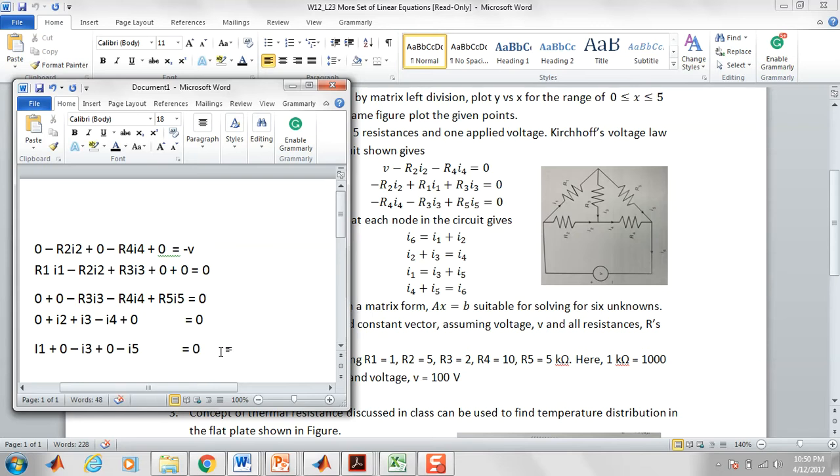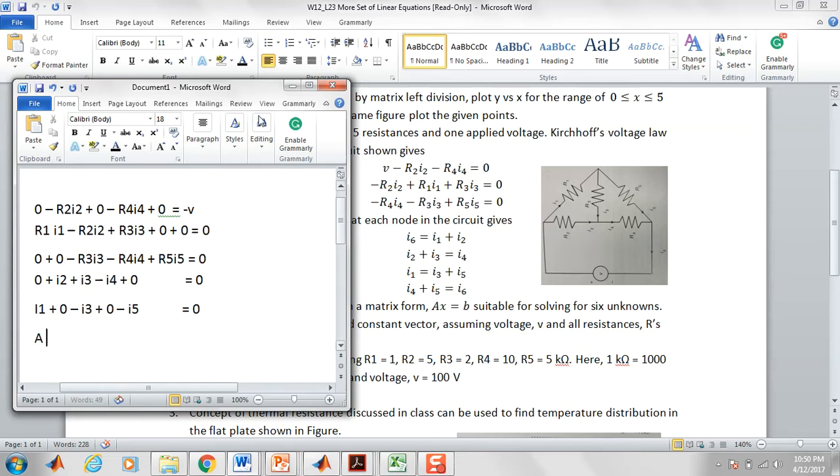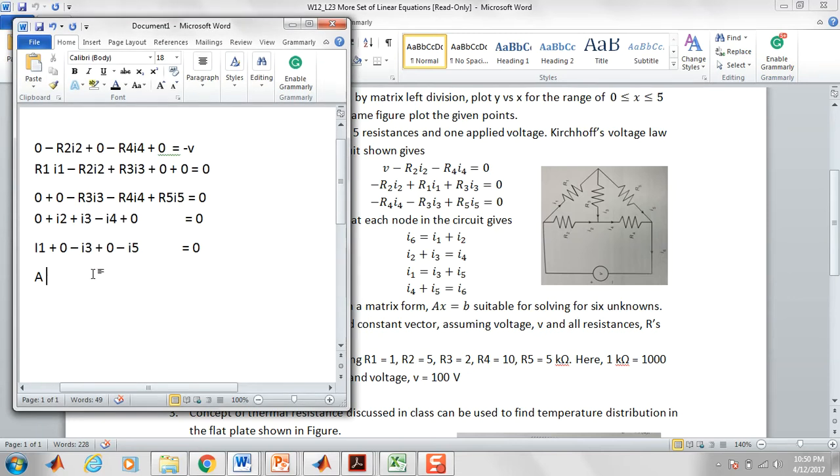So I have 5 equations and I know there are 5 unknowns. From this equation set, let's see if I can create a matrix A. I'm going to leave some more space here. So for matrix A, in the first equation I have 0 for I1, and then I have minus R2 for I2, and then I have 0 for I3, and then I have minus R4, which is the coefficient of I4. Remember that R4 is the coefficient of I4, and then I have 0 for I5.